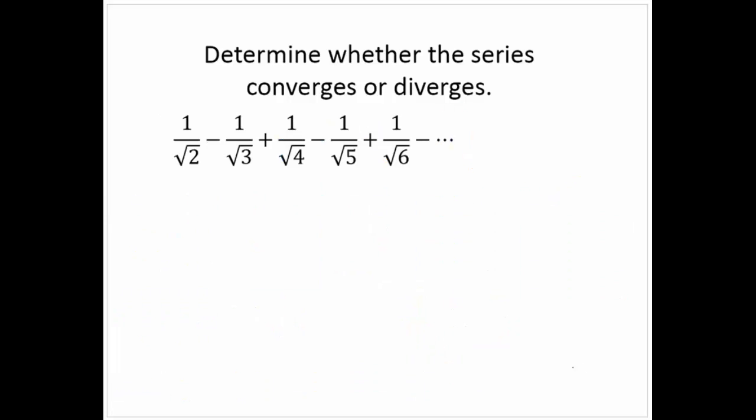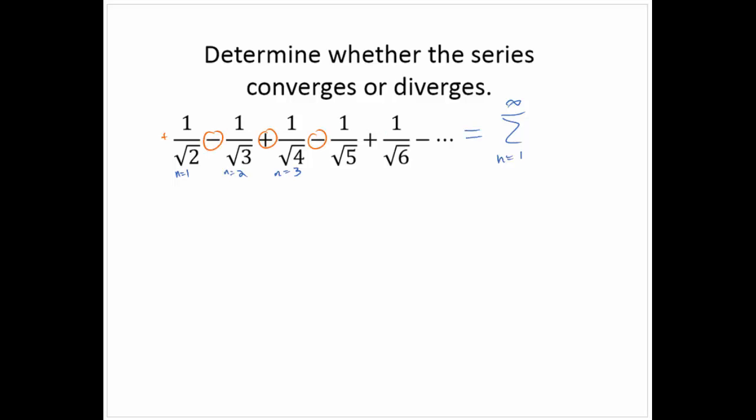All right, here's another example. Here we're given the series 1 over the square root of 2 minus 1 over the square root of 3 plus 1 over the square root of 4, etc. And we're asked, does the series converge or diverge? All right, so this is the n equals 1 term, the n equals 2 term, etc. And so it looks like I can write this as sigma n equals 1 to infinity. Notice that we have alternating signs, right? We have a positive, a negative, a positive, a negative.